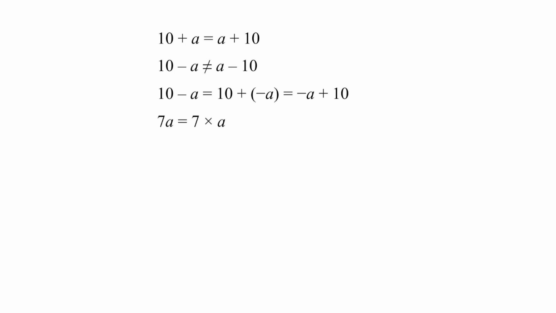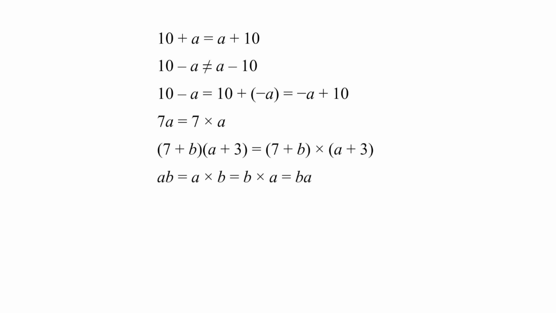7a means 7 multiplied by a. It is worth telling students that since we use x as a pronumeral so often, we want to avoid writing the times sign, as the two can be easily confused. 7 plus b times a plus 3 means the sum of 7 and b multiplied by the sum of a and 3. ab means a multiplied by b and is the same as ba due to the commutative law of multiplication. 7a is the same as a7 due to the commutative law of multiplication, but there is too big a risk that it may be confused with the poorly written a to the power of 7, so we tend to avoid writing it in that order.